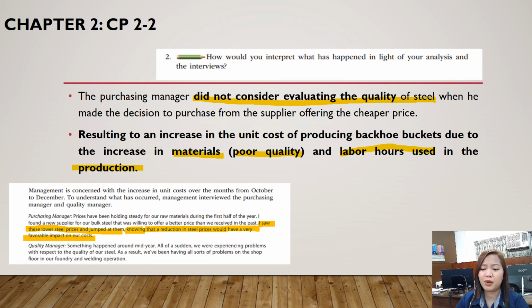According to the quality manager, all of a sudden they experienced problems in the production with respect to the quality of the steel being used in the production. This in turn, because the quality of the steel was poor, caused problems in the foundry and welding works. So that's all about Chapter 2, Case Problem 2-2.